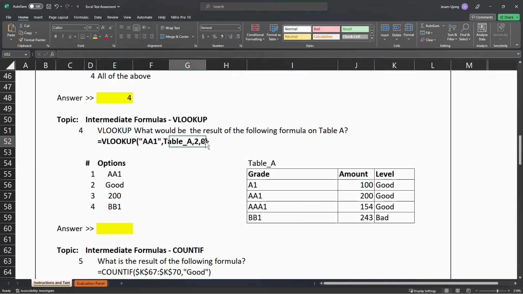So the zero, what does the zero mean? Zero means you're returning the exact match, the exact value that is there. Okay, thank you so much, Taiwo.